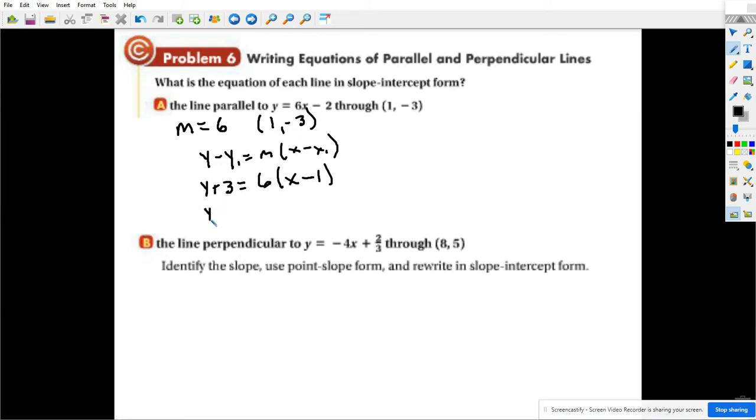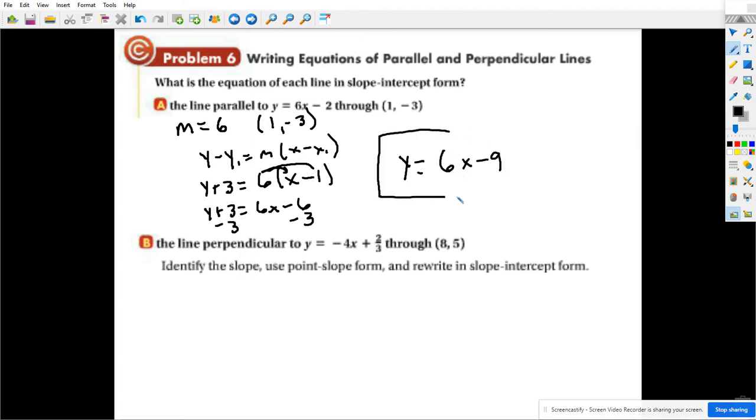So now what are the two steps to getting y by itself? I'm going to distribute. So 6x, 6 times negative 1 is minus 6. Then I'm going to subtract 3 from both sides, and I get y is equal to positive 6x minus 9. Notice this is the new equation that goes through 1, negative 3, and it has the same slope but a different y-intercept.